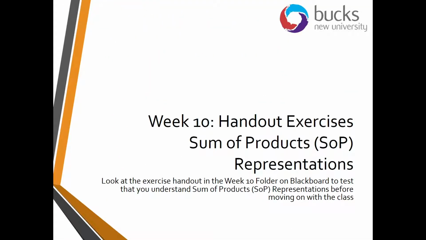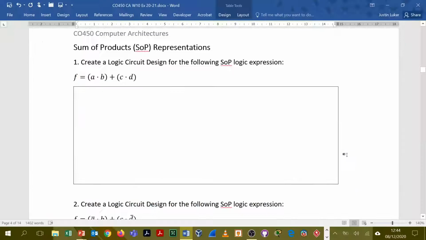So we have a little handout exercise for sum of products representations, so SOP representations. I'll go to the handout now and have a look at that. With these sum of products representations, we're just going to get you to create a logic circuit design from a SOP expression. So we have a SOP expression here, so F equals A and B, or C and D.